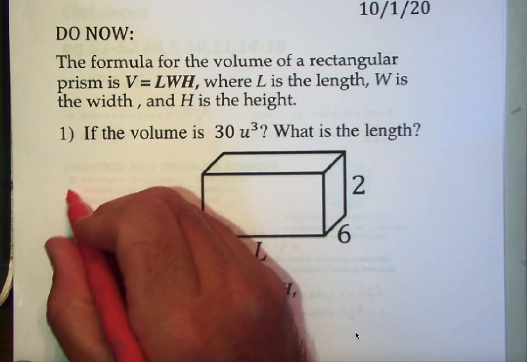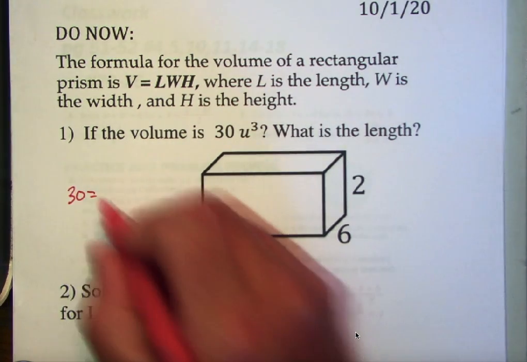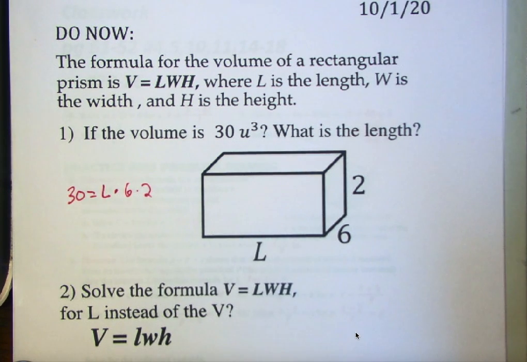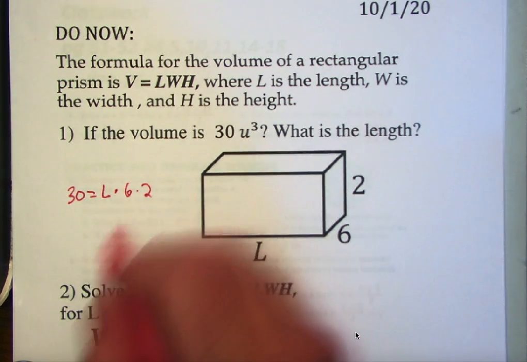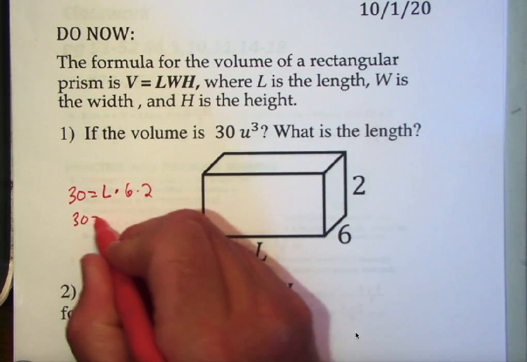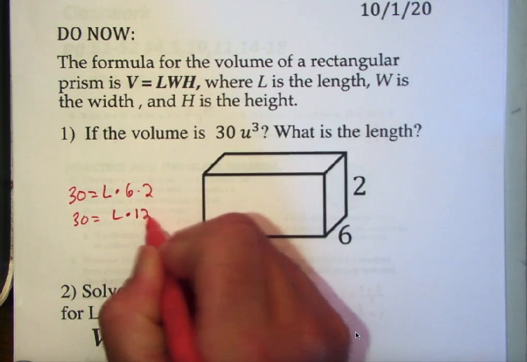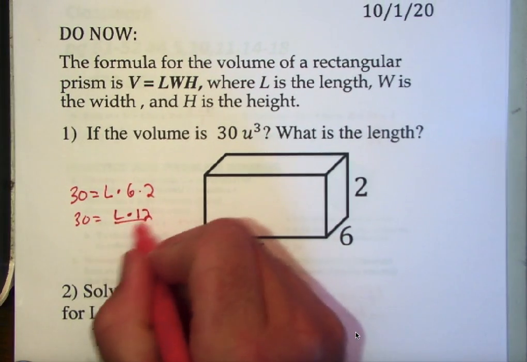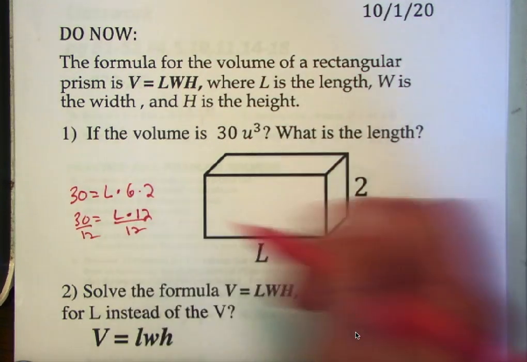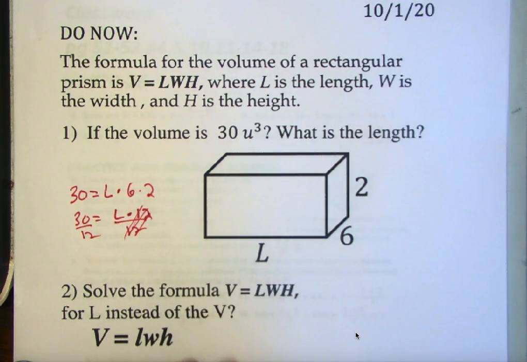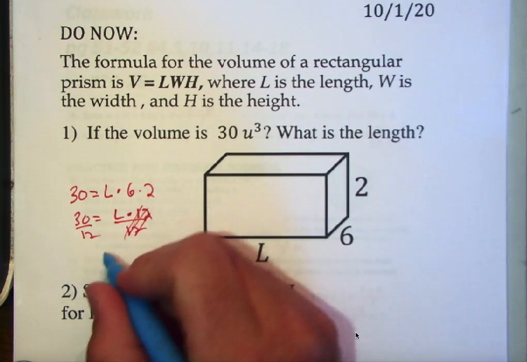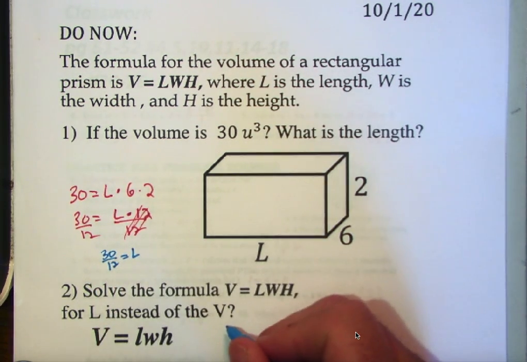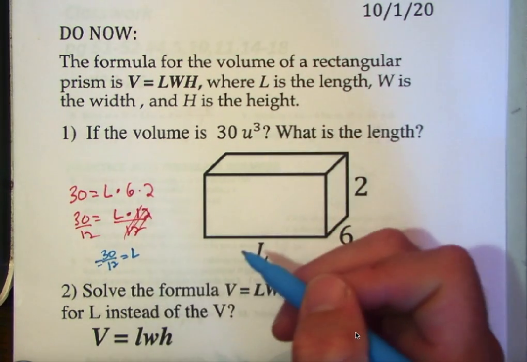So I can almost think of that like 30 equals something times 6 times 2. Well, 6 times 2 is 12, so we just really need to know what times 12 is 30. But hey, you know what I can do? Just divide by 12, plug that into the equation, and now I know 30 over 12 equals L. Maybe simplify it a little bit.